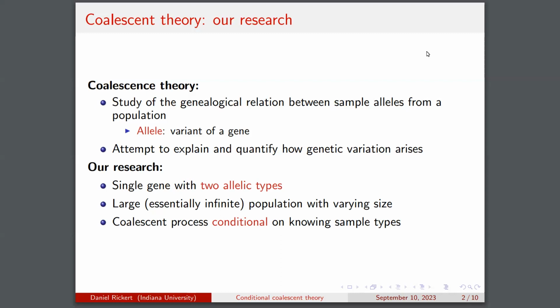For our research, we focused on a single gene that has two allelic types, say type 1 and type 2, that is, two different variants. We assumed that the population was large, essentially infinite, though varying in size throughout time. For example, the human population. We examined a genealogical relation among genes in a sample conditional on knowing the allelic types in the sample as well.